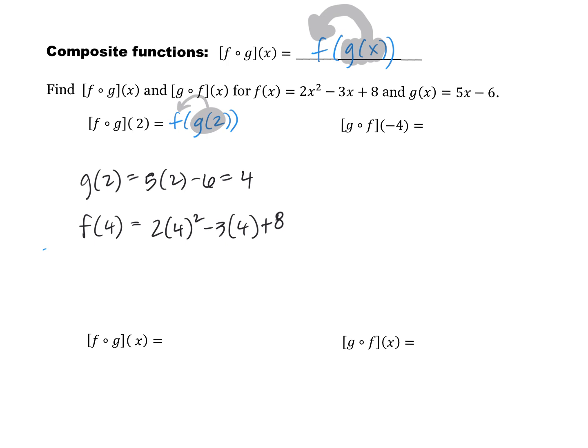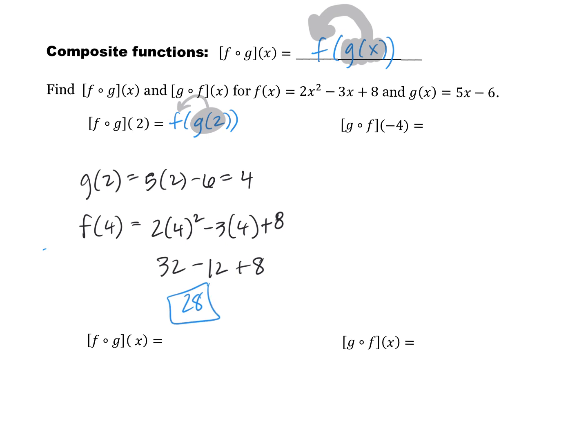Okay. Do I do 2 times 4 first here? No, we got to do 4 squared. What is 4 squared? 16 times 2? 32 minus 12 plus 8. 32 minus 12? 20 plus 8?